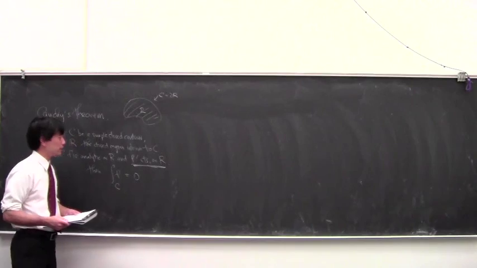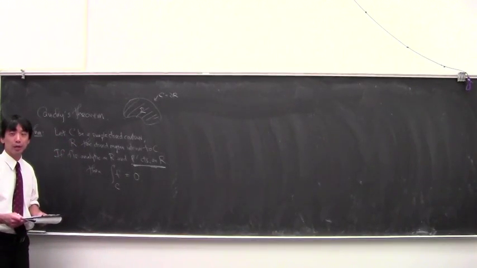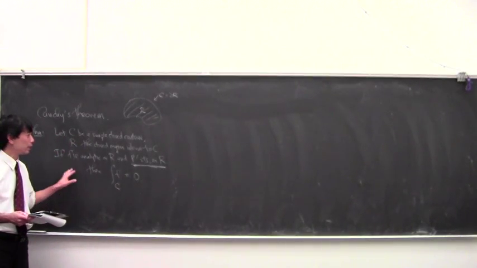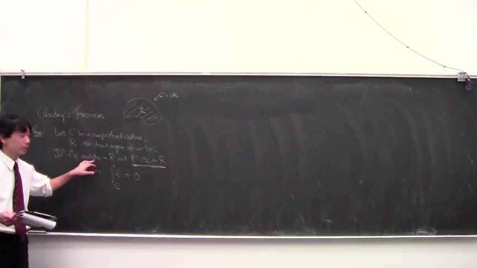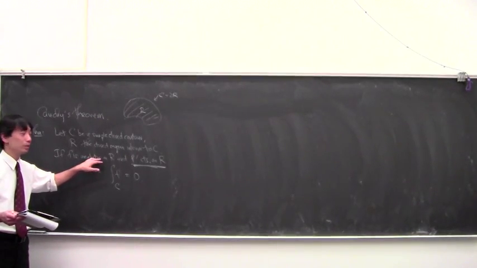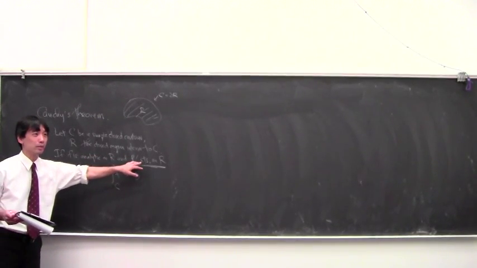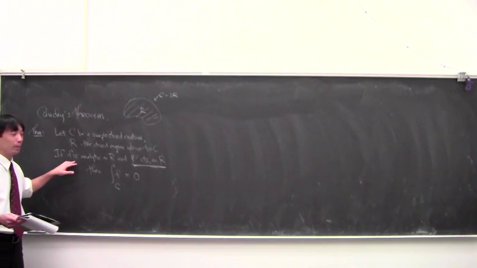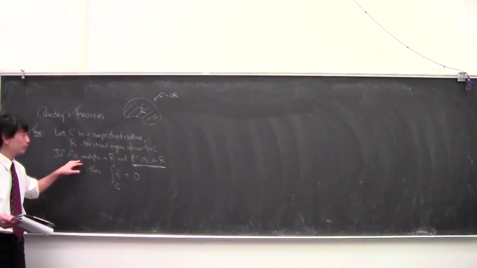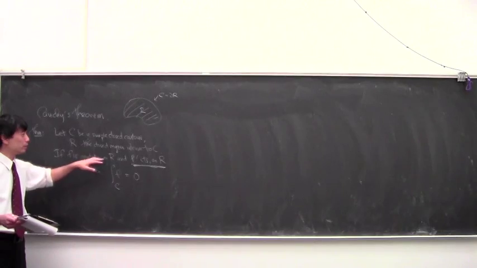Now, the proof that Cauchy gave had this assumption that f prime be continuous on R. That actually turns out to be unnecessary. We've mentioned several times that f being analytic will mean that it's infinitely differentiable, and so you don't need to assume this. This will be a consequence. F prime being continuous, you don't need to assume it.